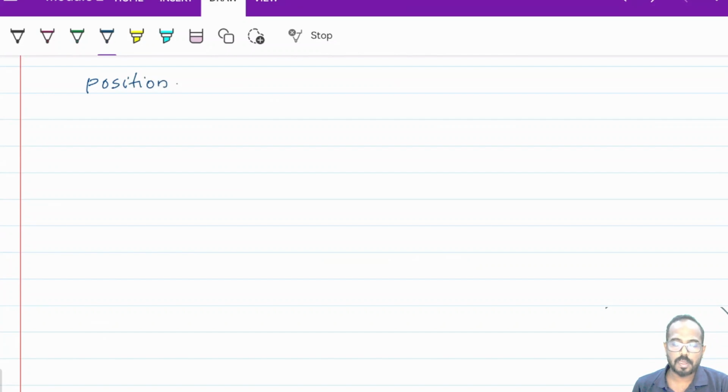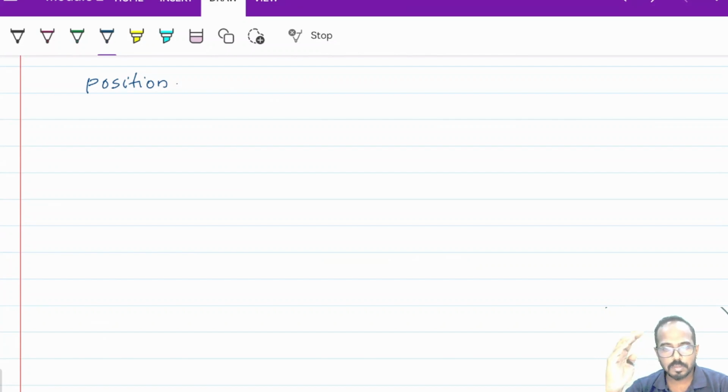So position. I will ask you one simple question. If I am asking you, like, where is your pen? You can say the pen is in my hand, or you can say the pen is in your box. When I ask where is the box, it is kept in my bag. Where is the bag? It is in my shelf. So like that, you can describe the position of objects, right?